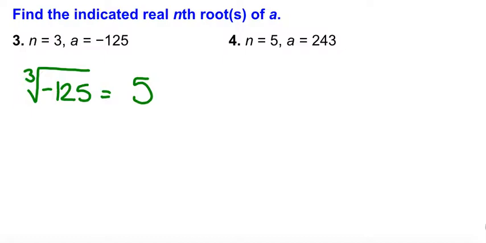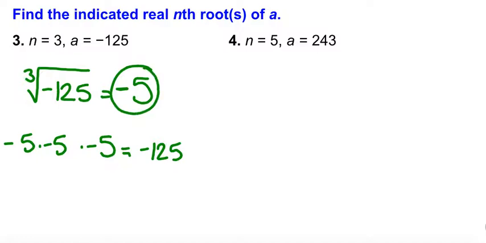Now, can I get a 5, or is it going to have to be something imaginary or weird like that? Well, let's see. 5 times 5 times 5 is 125, but I want a negative 125. Well, the only way to do that is to make them all negative. Because a negative times a negative is a positive, times another negative is a negative, which would give me negative 125. So it's possible to get that negative 125, but you have to use a negative 5.